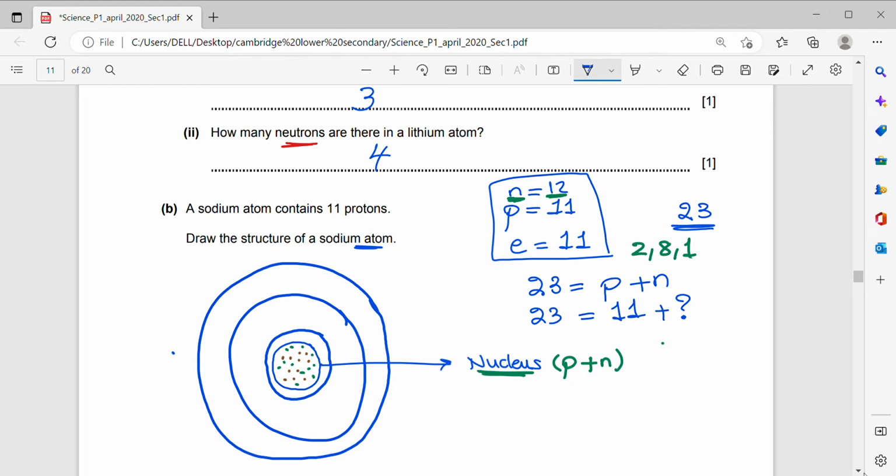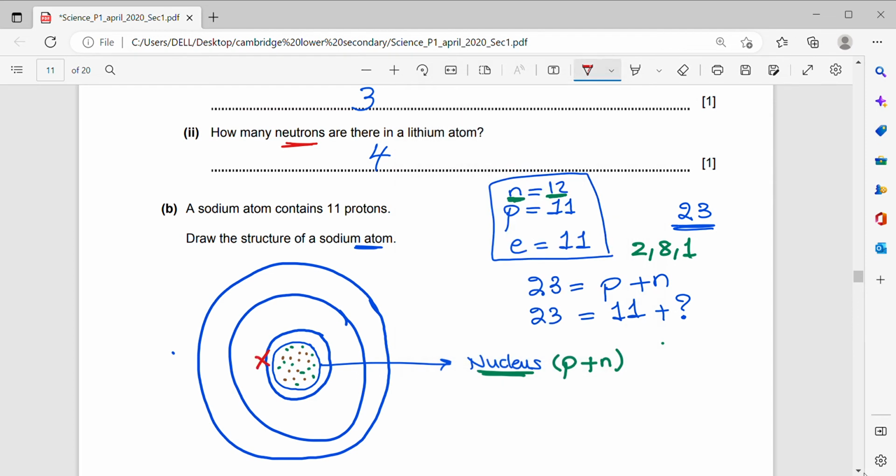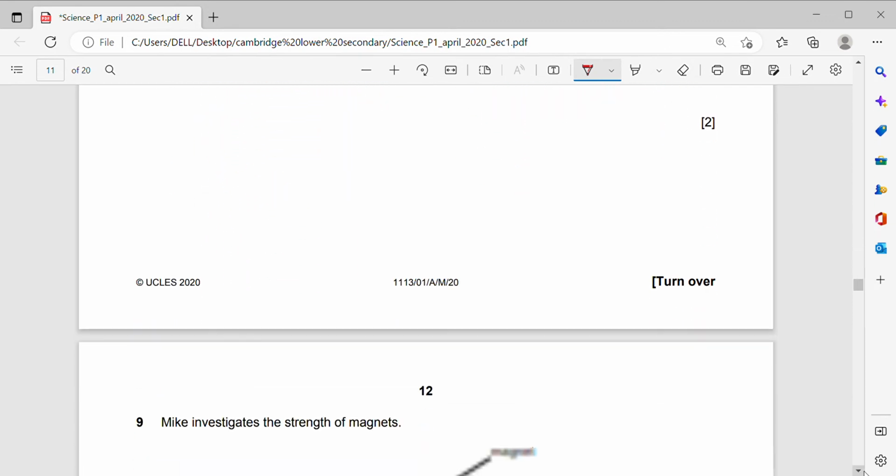How many electrons? 11, 2, 8, 1. نوزع الالكترونز بتوعنا. يبقى عندنا أول واحدة فيها 2، بعدين 8. 1, 2, 3, 4, 5, 6, 7, 8. بعد كده 1 electron in the outermost shell أو energy level. So this is a model of a sodium atom. طب next question.